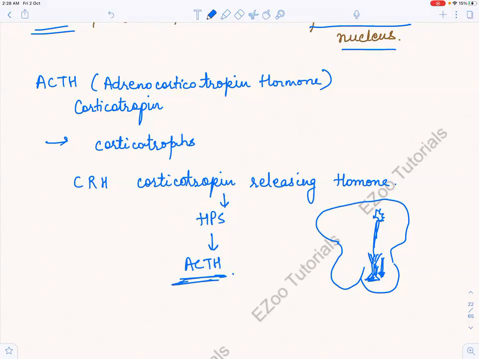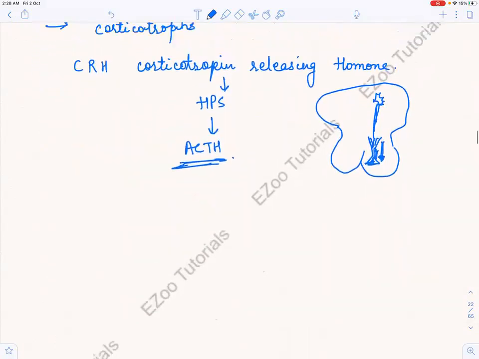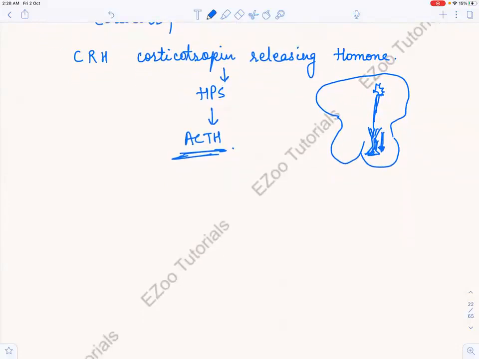And now what will ACTH do? First of all, it will stimulate the secretion of cortisol by the adrenal cortex, right? It will stimulate the secretion of cortisol by adrenal cortex, right? And what else can it do? Let me just think. It will do the cortisol.